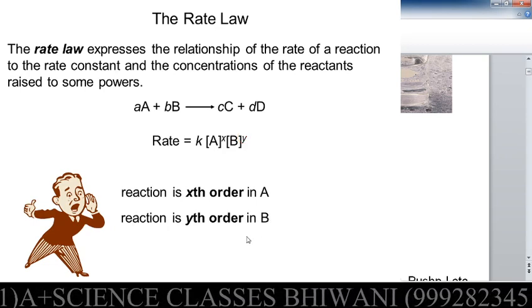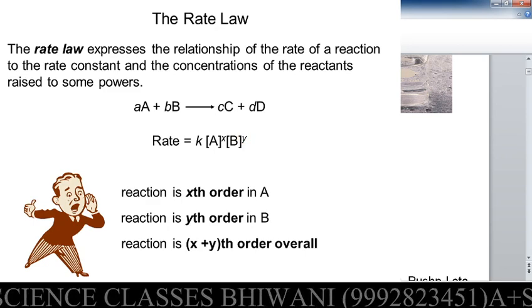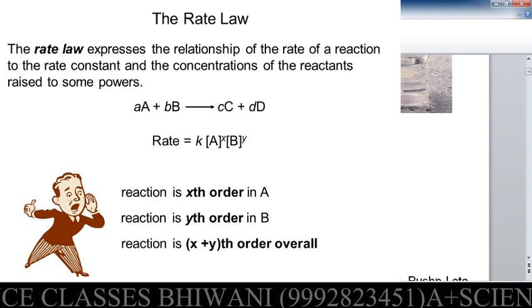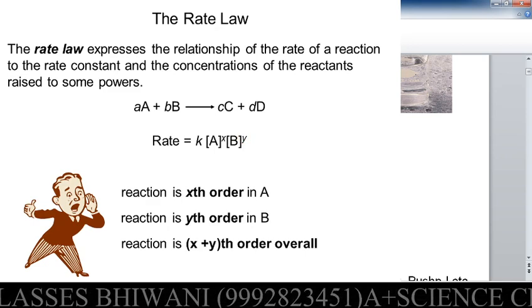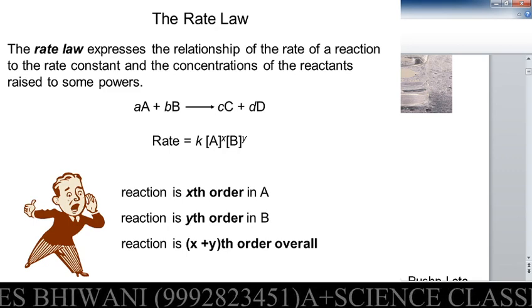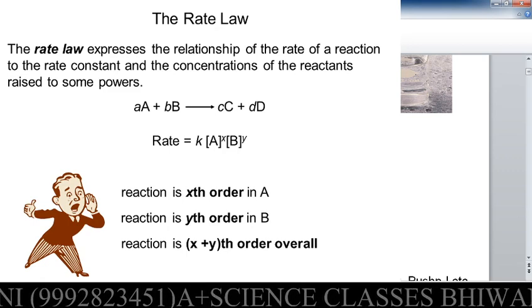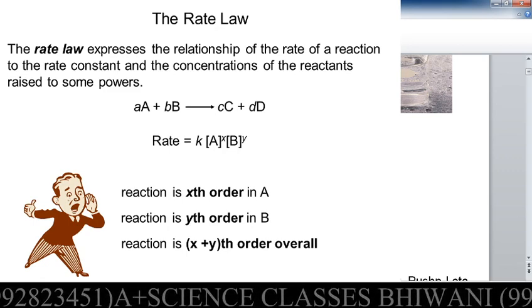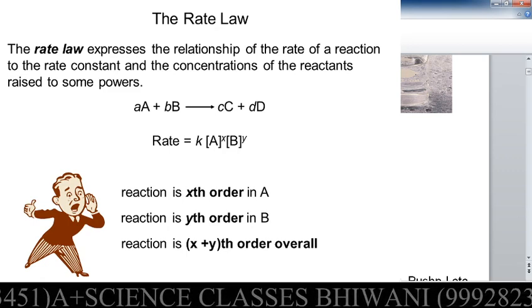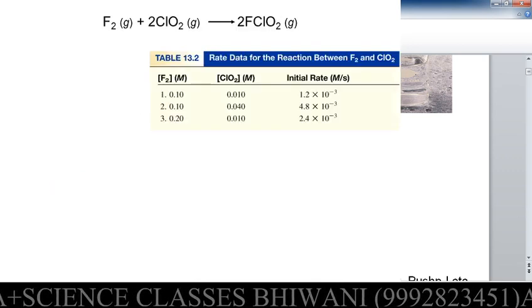Okay? So how do we measure? The reaction is x plus yth order overall. If the values of x and y are 1, then it is first order in terms of A, first order in terms of B, and overall 1 plus 1, it's a second order reaction. So how can we find out these first order and second order?